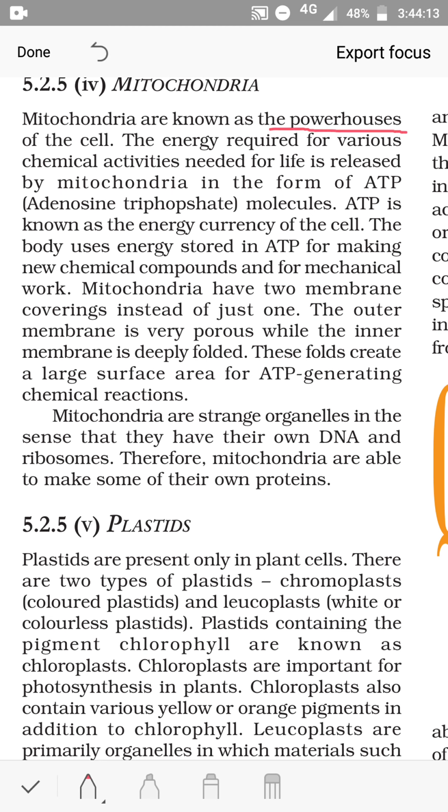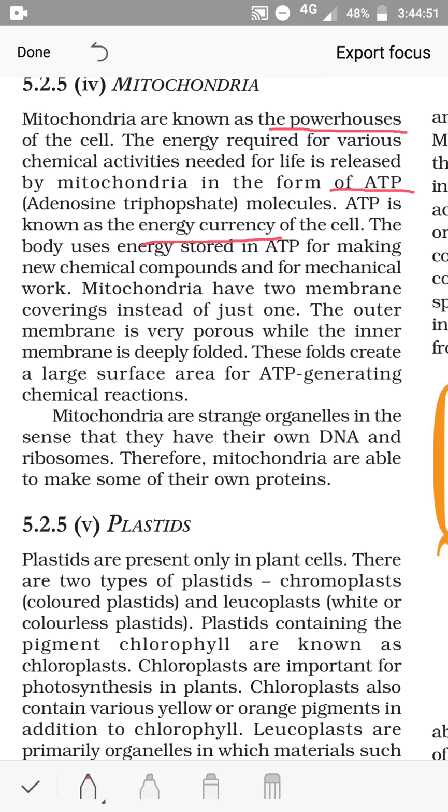Why are these so called? The energy required for various chemical activities needed for life is released by mitochondria, and it is released in the form of ATP, adenosine triphosphate. ATP is also known as the energy currency of the cell, because the body uses energy stored in ATP for making new chemical compounds and for mechanical work. So whether chemical or mechanical activity, the energy which is needed, we get it from what is stored in ATP.